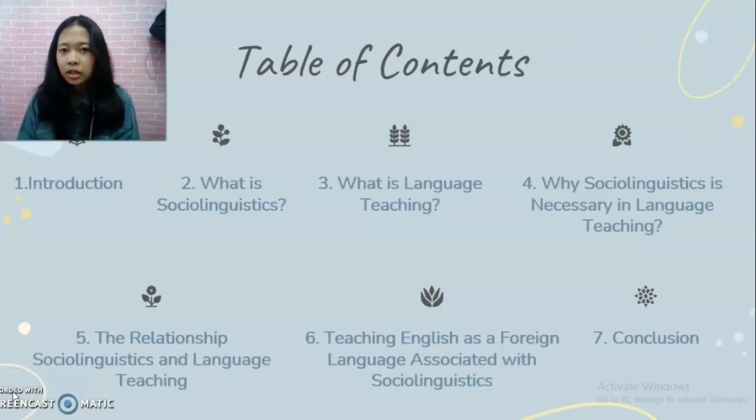First is introduction. Second, what is sociolinguistics? Third, what is language teaching? Fourth, why sociolinguistics is necessary in language teaching? Fifth, the relationship between sociolinguistics and language teaching. Next is teaching English as a foreign language associated with sociolinguistics. And the last one is conclusion.